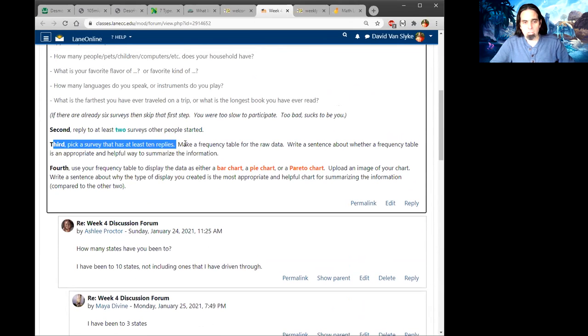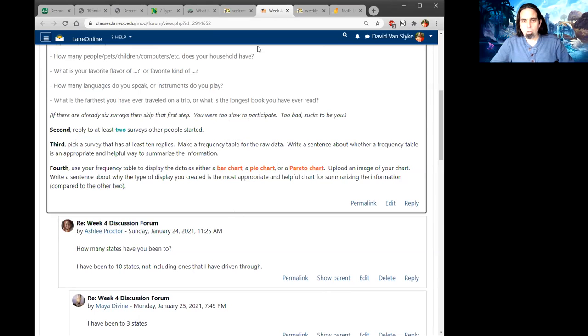Pick a survey that has at least 10 replies and make a table about it. And then use your table to make one of either a bar chart, a pie chart, or a Pareto, and you'll know more about those by the end of class. So don't just reply to 2 people, but you have to make something.